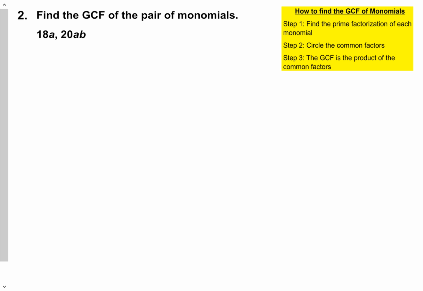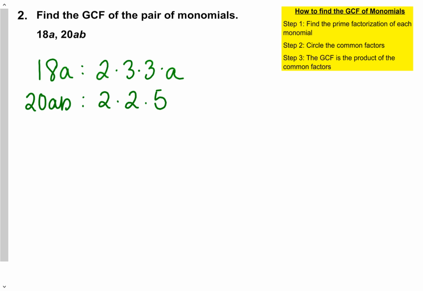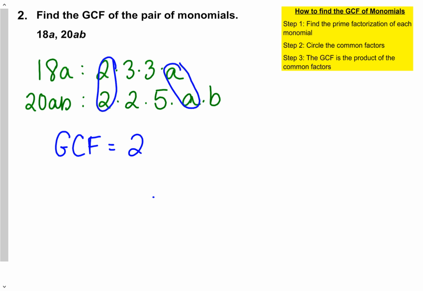Example 2. Find the GCF of the pair of monomials, 18a and 20ab. 18a is 2 times 3 times 3 times a. 20ab is 2 times 2 times 5 times a times b. Now we're going to circle our common factors. We have 2 in common, a in common, and nothing else. So our GCF is going to be a product of 2 times a, or 2a.